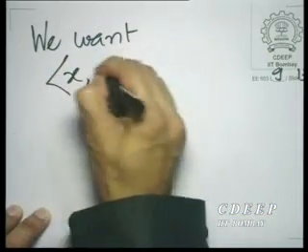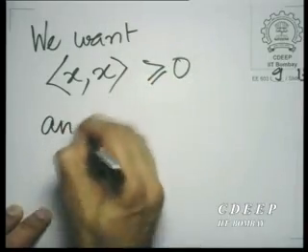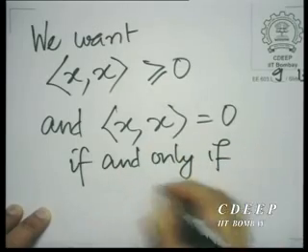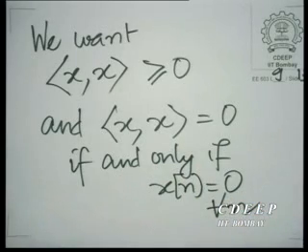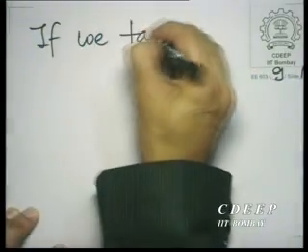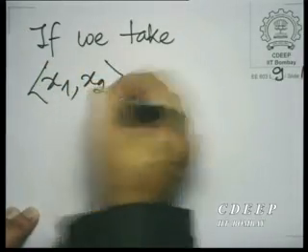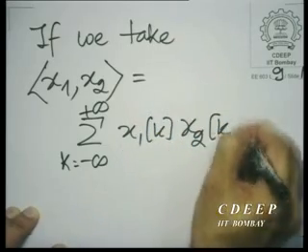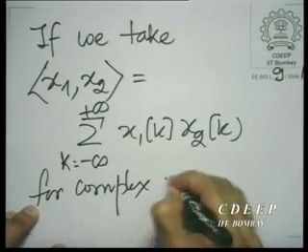So we want the dot product of x with x to be greater than or equal to 0, and we want the dot product of x with x to be equal to 0 if and only if the vector x is itself 0, which means x[n] is equal to 0 for all n. Is that correct? But if we take the definition of the dot product or the inner product that we just used a few minutes ago, the inner product of x1, x2 to be the summation over k over all the integers of x1[k] x2[k], for complex x1, x2 as well.